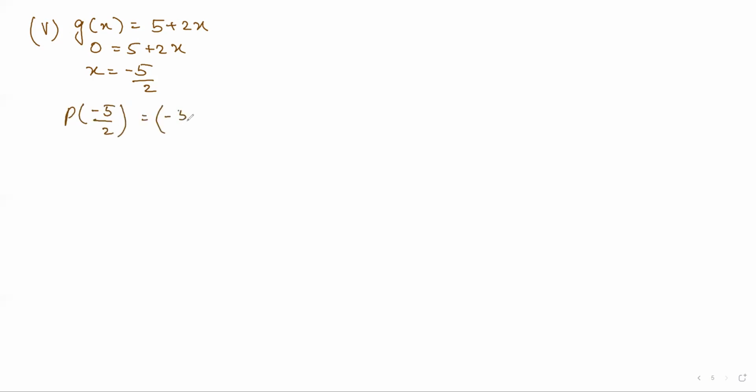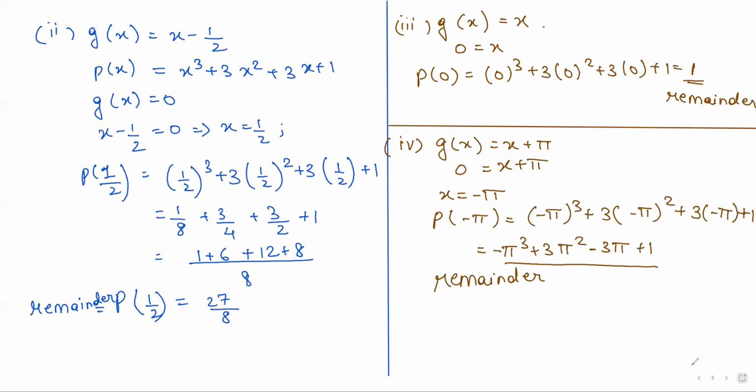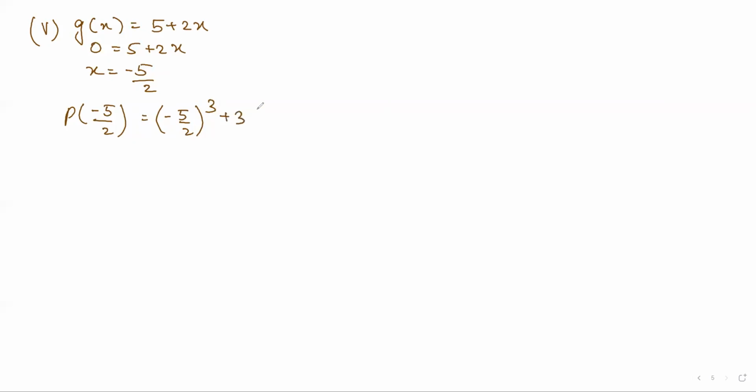Next, the fifth is g of x is equal to 5 plus 2x. Here, equating it with 0, you get x is equal to minus 5 upon 2. Therefore, p of minus 5 upon 2 will be equal to minus 5 upon 2 whole cube. Your expression is x cube plus 3x square plus 3x plus 1, so plus 3 times minus 5 upon 2 whole square plus 3 times minus 5 upon 2 plus 1.